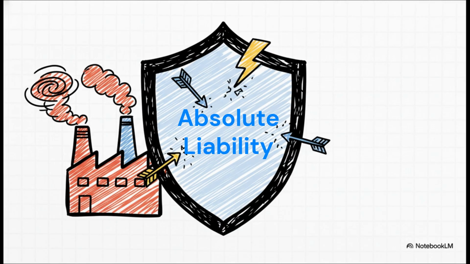The logic is pretty straightforward. If you're going to profit from a risky business, you have an absolute, non-delegable duty to the community to make sure nothing goes wrong. And if it does, you are 100% responsible for the damage. No excuses, no way out.